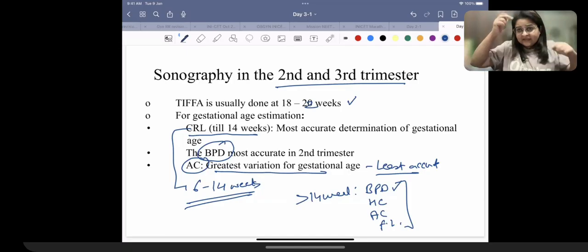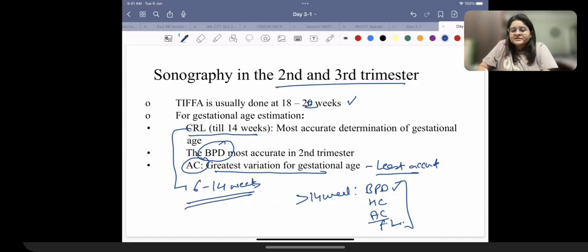All the rest are bony. Biparietal diameter, head circumference, femur length, these are all bony measurements. Abdominal circumference depends a lot on how fat or thin the baby is. If it has more abdominal fat, it will be bigger. So it is not a good measurement for looking at the gestational age.